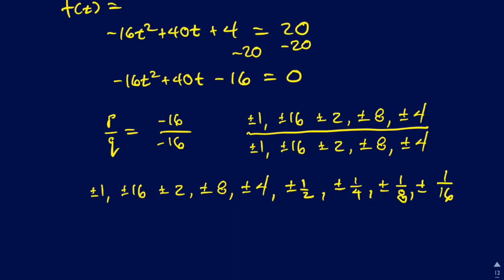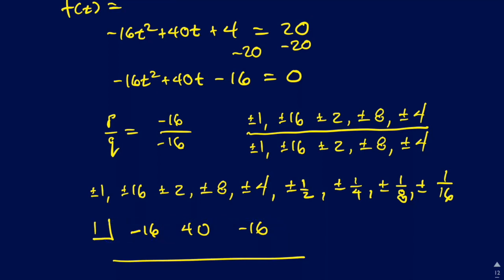So now we go with the coefficients, which are -16, 40, and -16. And we start going through it. Let's go with 1. I think I'm going to start by copying this thing again.